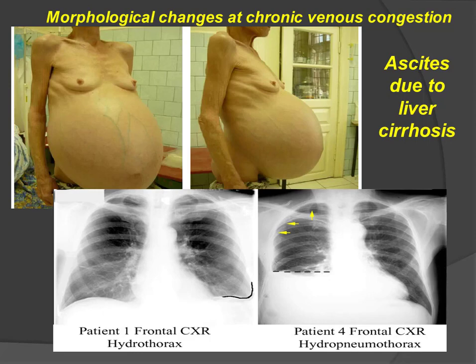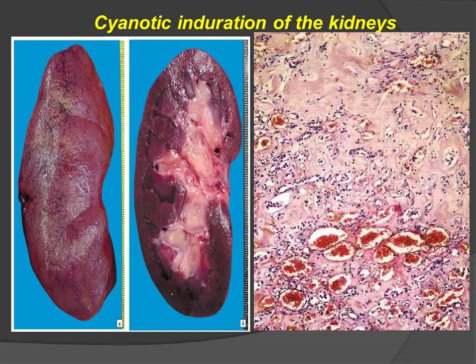All the internal organs in chronic venous congestion become firm due to the growing of stromal collagen fibers, resulting in cyanotic induration of the organ. Macro preparation: it's cyanotic induration of the kidney. Kidney becomes enlarged and dense with smooth surface. Cortex on the section looks pale bluish, and medulla looks dark bluish.